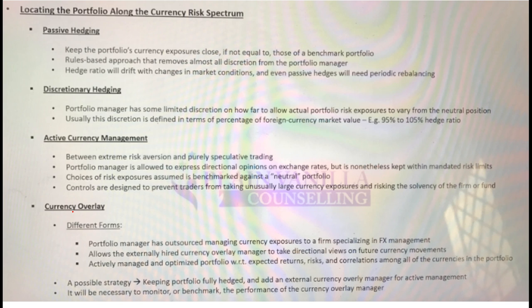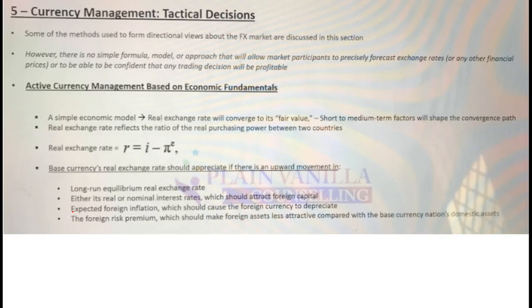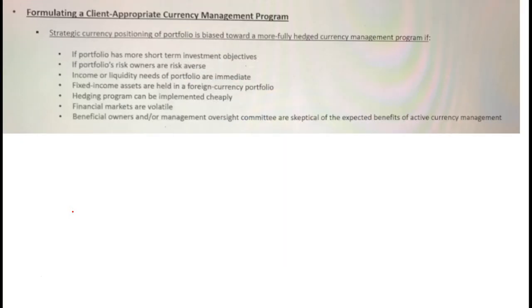So this is about locating the portfolio along the currency risk spectrum, that is, where do you want to operate, and based on the risk that you want to take, you will decide which kind of hedging or which kind of structure you want to use. Next is formulating a client-appropriate currency management program. That is, formulating a currency management program that is appropriate for the client, or based on the client's needs.